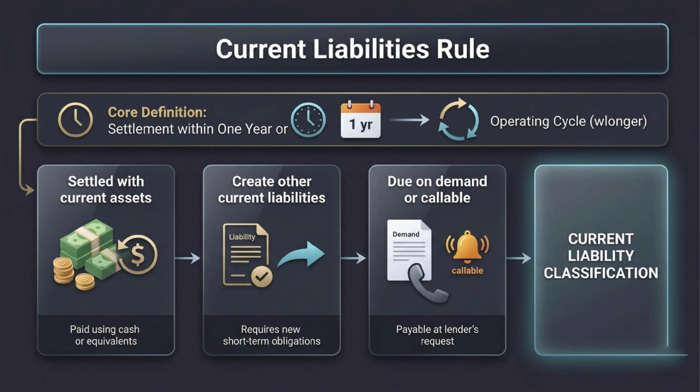Notice how this mirrors the asset side logic. For liabilities, the focus is settlement. Will the obligation be paid soon using cash or other current assets? Will it require a new short-term obligation? Is it due on demand or callable by the lender? If the lender can demand repayment at any time, the liability is generally current, even if management does not expect the lender to call it. For covenant violations and refinancing, ASC 470 may also become relevant.